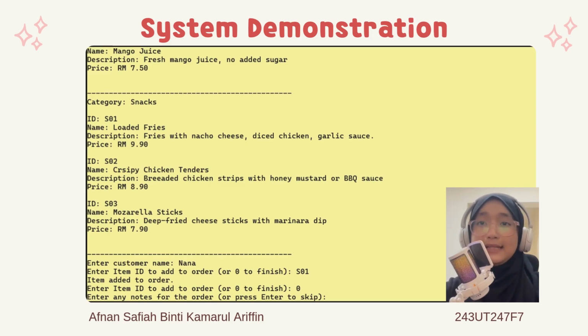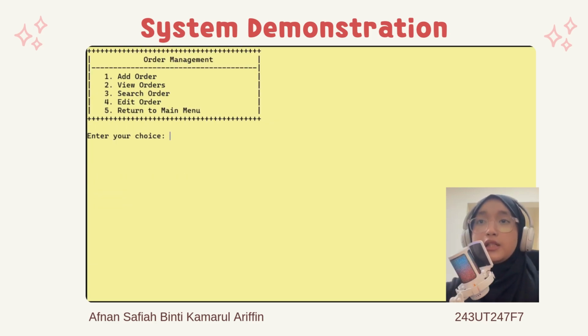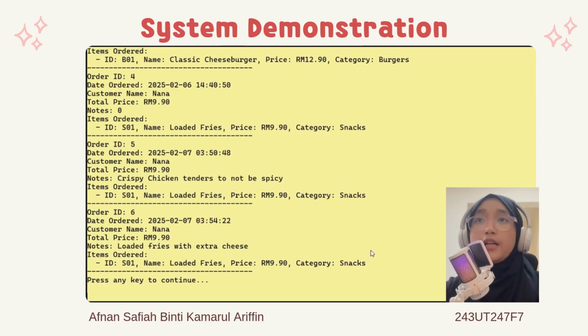This will then proceed to show you an option to add any notes for the order. Let's say we want our loaded fries to have extra cheese. This will then bring us to the information of the order. And it will also let us know that the orders was placed successfully. Moving on, view orders. To view orders, you have to press 2. This will then show us the past orders and the orders that have been made just now.